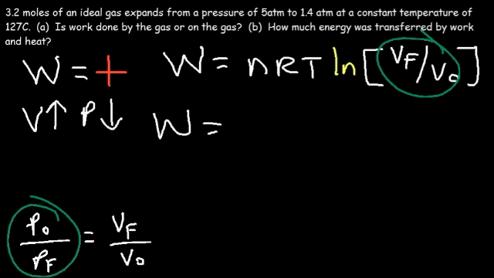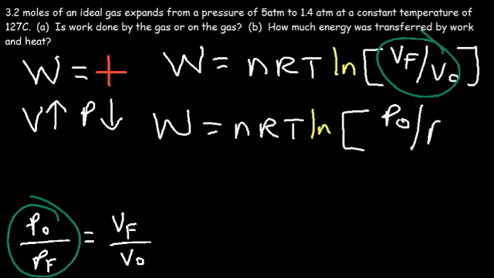So during an isothermal expansion or compression, you can use this equation. W is equal to nRT ln P initial divided by P final.